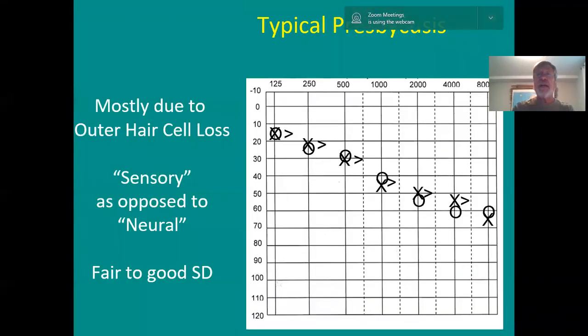So now let's get to the main cause of sensory neural loss, presbycusis. There you go. Look at it carefully. Mostly due to outer hair cell loss, sensory as opposed to neural, fair to good speech discrimination. That's what the SD stands for, remember. Single syllable words are presented to the person at the person's most comfortable loudness level, remember? And that person is asked to repeat the words, and the words are not like, see the big black cat.